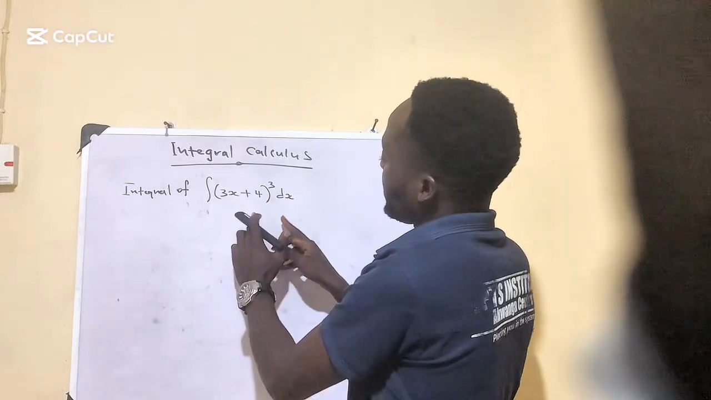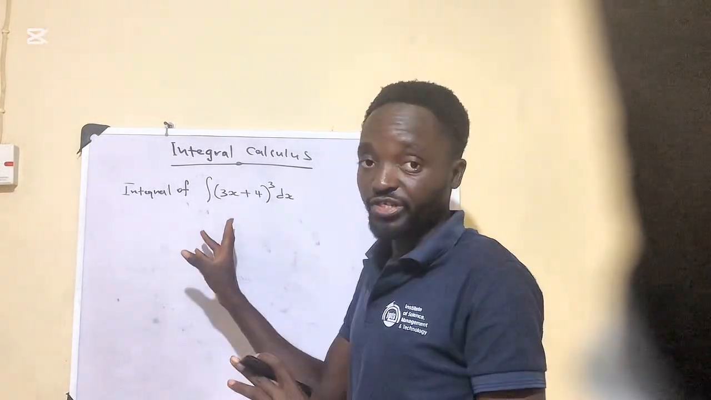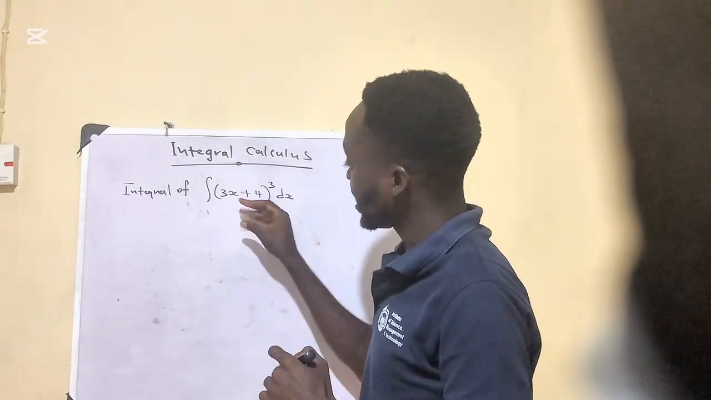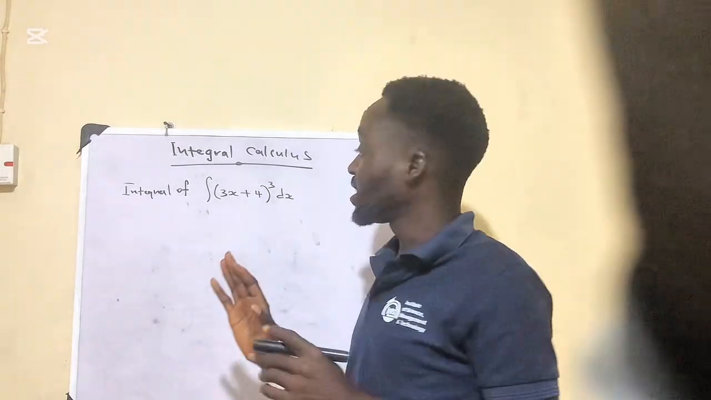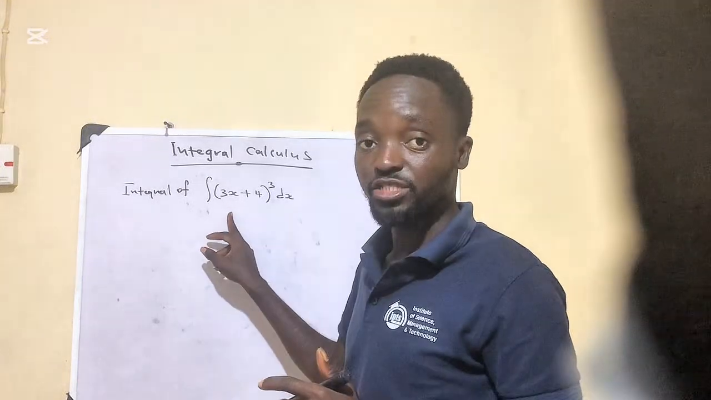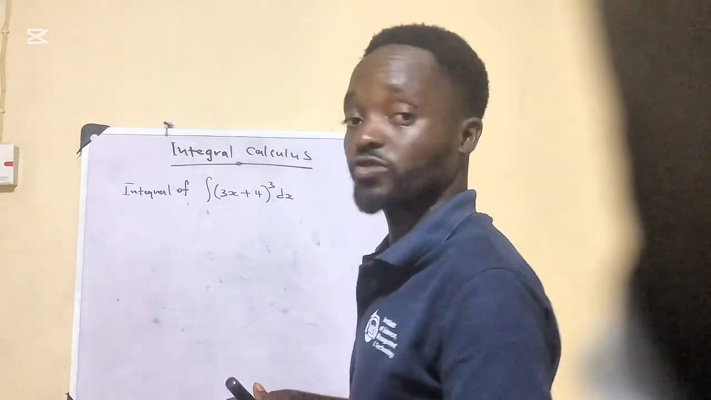Just take a look at this thing we have here. Now we have to integrate it. Okay, so how do we integrate something like this? This is what we are going to do. To carry out this kind of integration, you use integration by substitution. So let us solve it together.